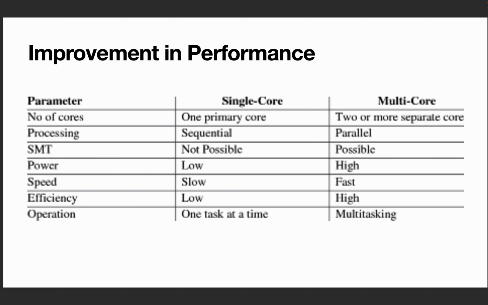Although the multi-core processor's individual cores might not be as fast as the most potent single core processor, the overall performance is improved by the fact that more jobs can be processed at once.